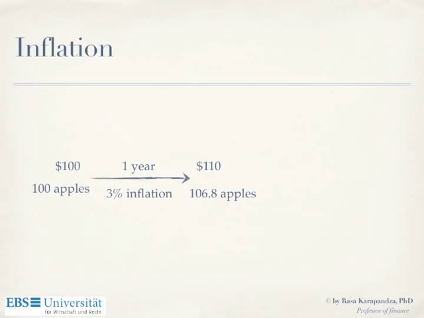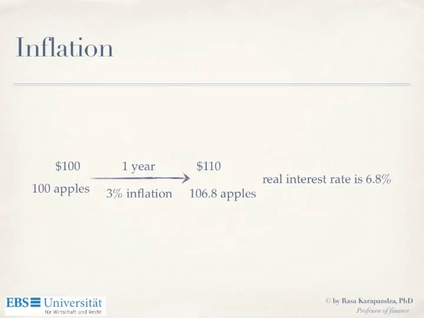How much more stuff can I buy? From this equation, it's obvious. From this diagram, it's obvious. I can buy 6.8% more apples. And pay attention. The real interest rate is not just nominal minus the inflation. So it's not 10% nominal minus 3% inflation. I get 7% more. No, I don't. I get 6.8. 6.8 is different than 7.